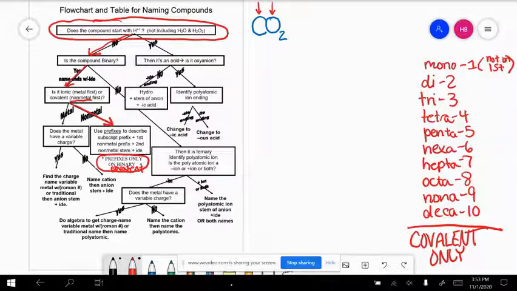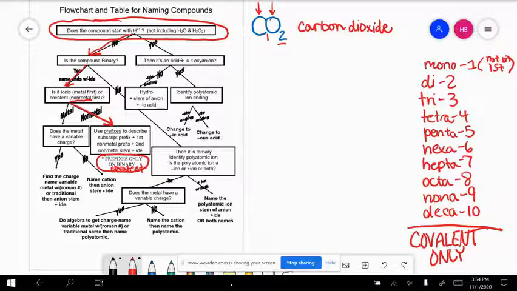So let's say this says use prefixes to describe the subscripts. So prefix plus first nonmetal. Prefix for carbon has no subscript, so it's subscript 1 understood, but not on first. So this is carbon. And then it says second nonmetal stem plus IDE. Di. And we'll change oxygen to oxide. This is carbon dioxide.